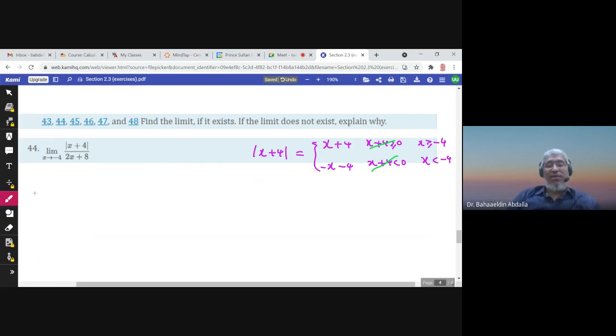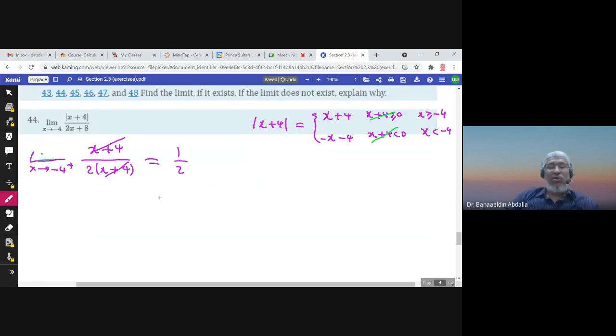Now to find this limit, I'll find the limit from the right and from the left because I have a piecewise function. So when I find the limit from the right, I take a number greater than negative 4. So the definition of the absolute value would be x plus 4. Notice that 2x plus 8, if you take 2 as a common factor, would be like this. And now you can cancel x plus 4 with x plus 4, and the limit would be 1 over 2. You remember the limit of a constant is just a constant.